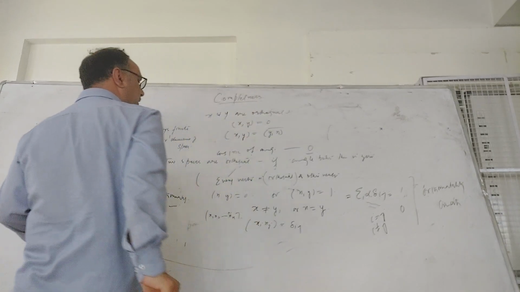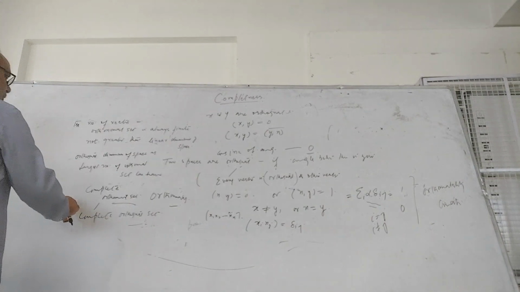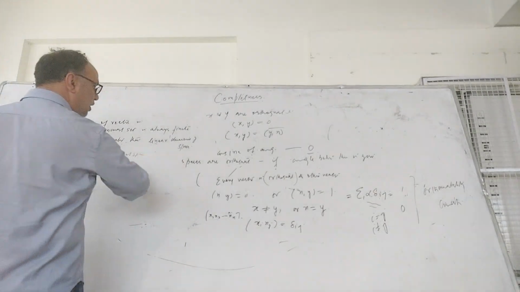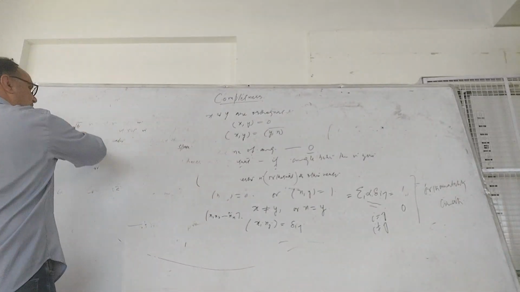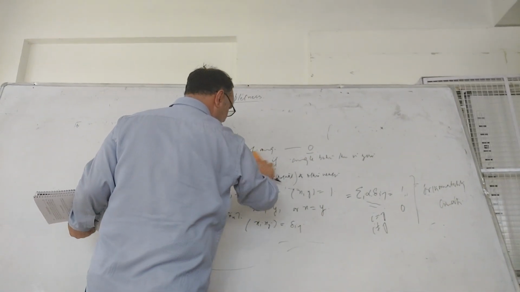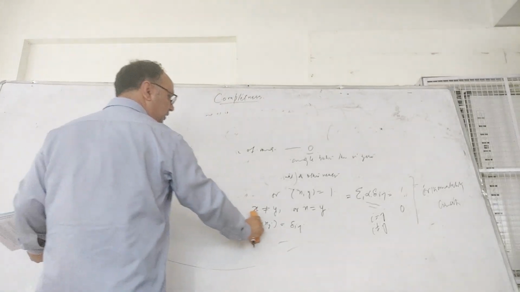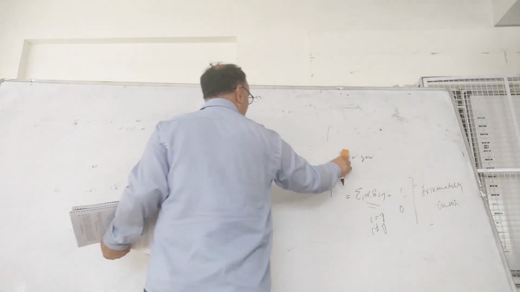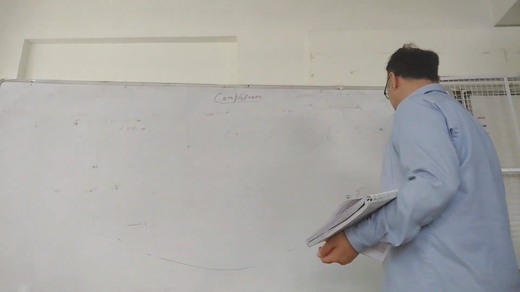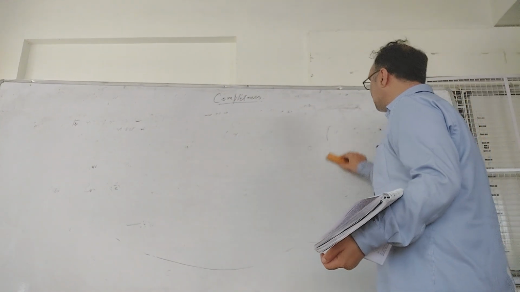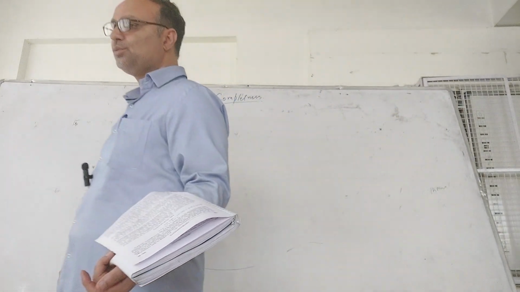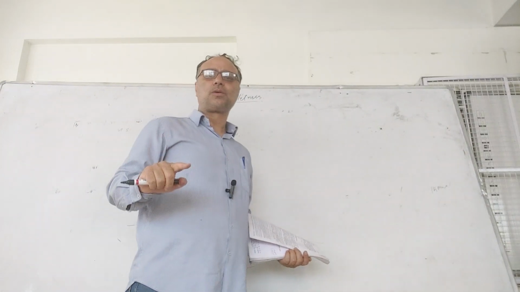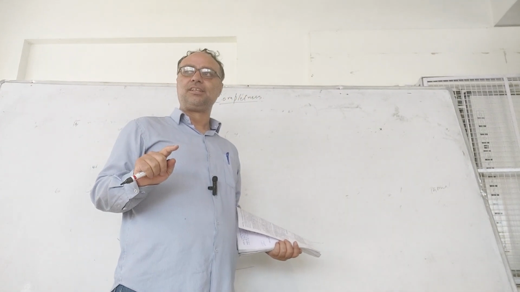How can an orthogonal or orthonormal set be complete? What is the condition, or how can we have a construction where we can make this set complete? Before that, remember we had orthogonality and orthonormality.